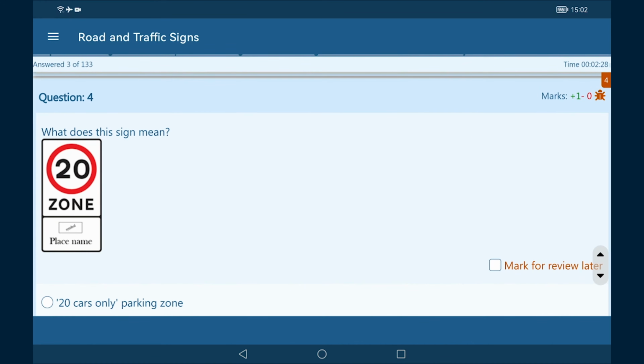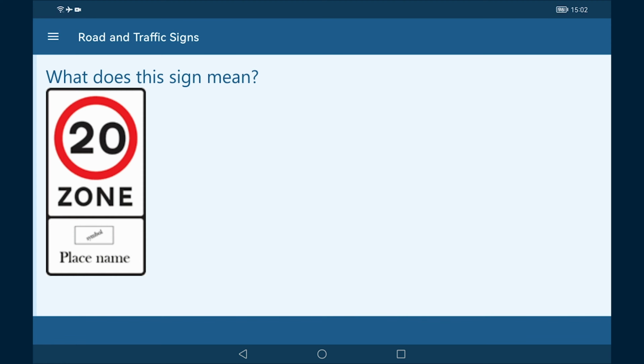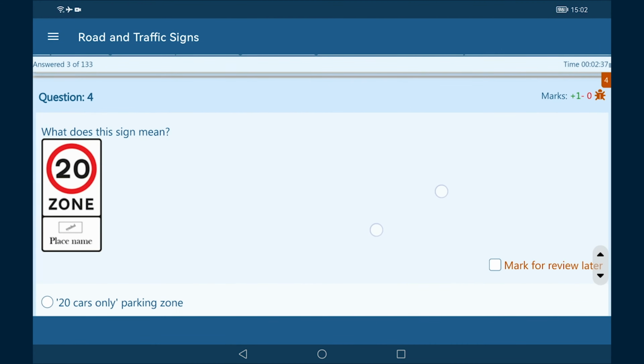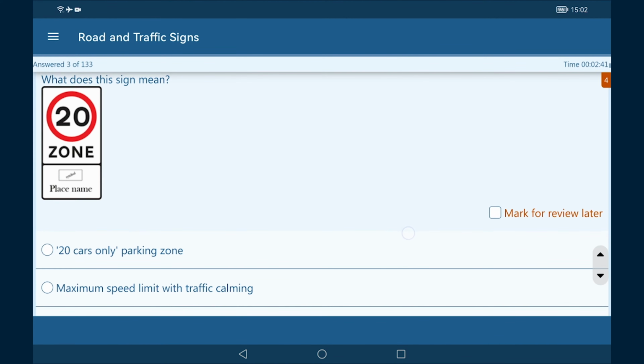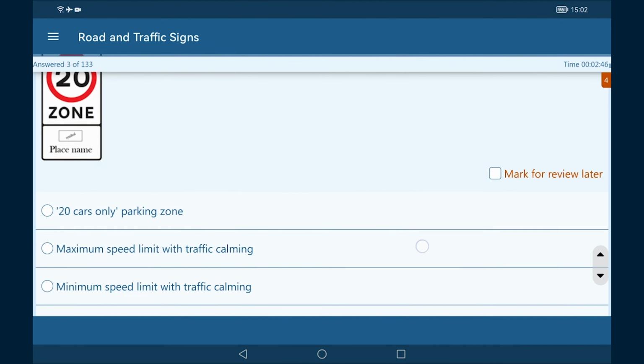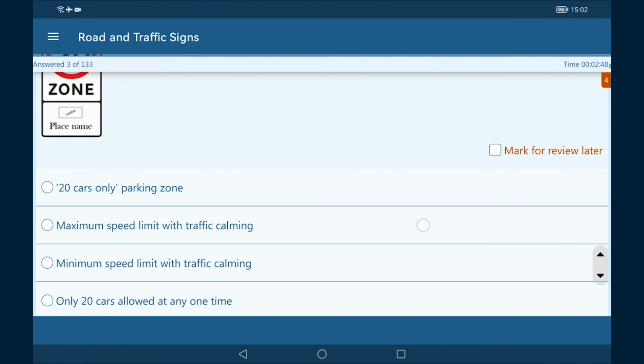Question 4. What does this sign mean? Option 1. 20 cars only. Parking zone. Option 2. Maximum speed limit with traffic calming. Option 3. Minimum speed limit with traffic calming. Option 4. Only 20 cars allowed at any one time. The correct answer is Option 2, that is, maximum speed limit with traffic calming.